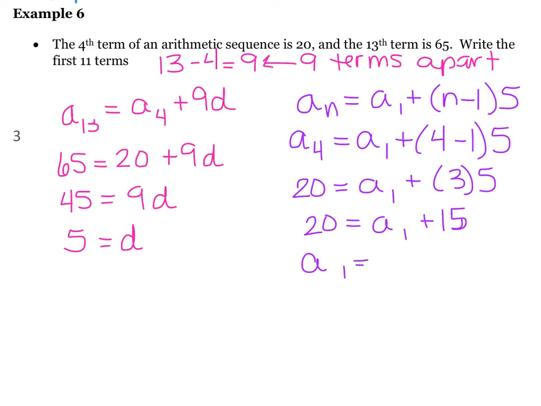So the first term in this instance is 5. So I can write out the first 11 terms if that makes me happy, right? So I start with 5 and I add 5 each time. Oh, that's easy.